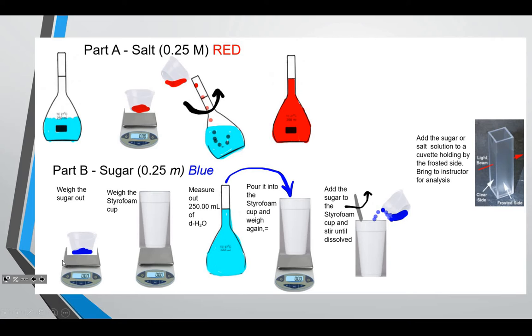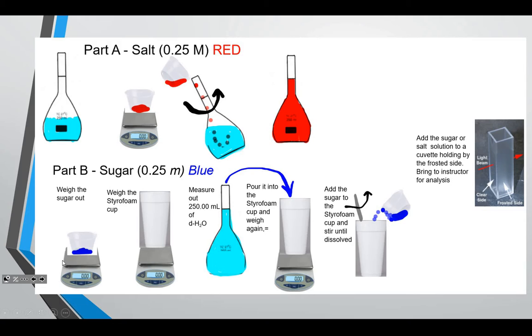So, repeat everything you just said. 250 milliliter volumetric flask, half full. Weigh out what you figured out your salt was in your pre-lab. Pour the salt into that water. Swirl, swirl, swirl till dissolved. Fill it up to the line.